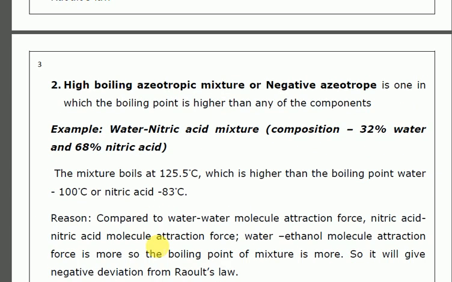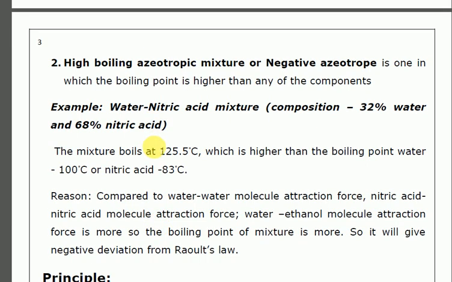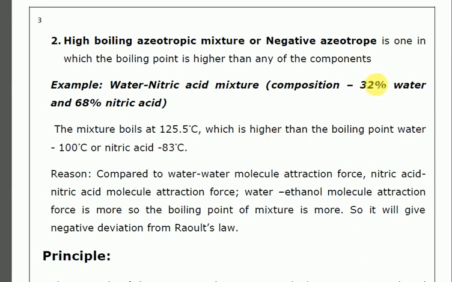Now, a high boiling azeotropic mixture or negative azeotrope is one in which the boiling point is on the higher side. Let's take the example of water and nitric acid. Composition is 32% water and 68% nitric acid. When this mixture is boiled, it boils at 125.5 degrees Celsius. The boiling point of water is 100 degrees Celsius, and the boiling point of nitric acid is 83 degrees Celsius. But the mixture's is higher than both, higher than the individual ones.